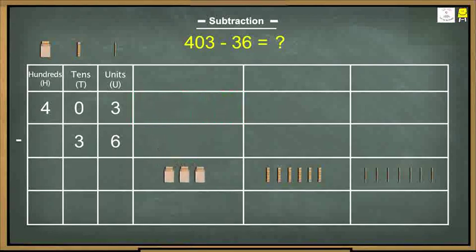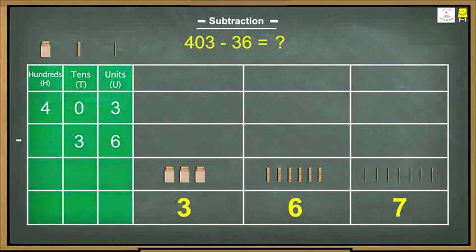And so, what is the final answer? We have 3 hundreds, 6 tens and 7 units. So, this shows us that 403 minus 36 is 367. Hope you understood that.